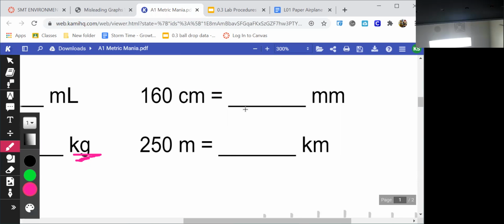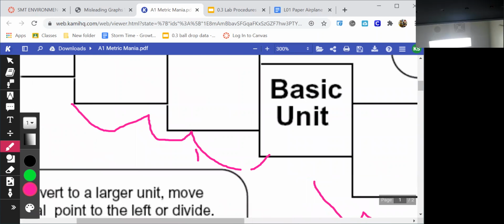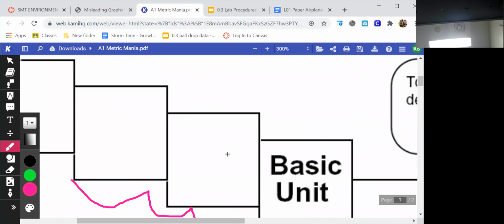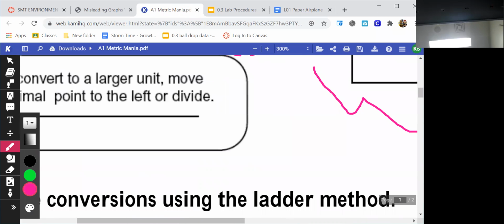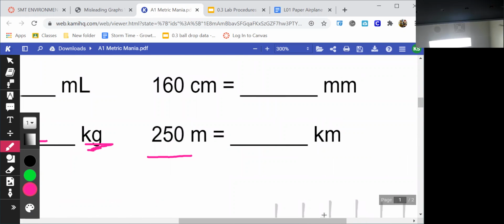Okay, so for example, we have this 250 meters. Meters is a base unit, and we need to go to kilo. So if we want to go from base unit to kilo, we're going to move the decimal point 3 times to the left. So I'm going to take the decimal point, get back to where it was there. The decimal point is kind of hiding right here. I said I'm going to move it 3 times to the left. So this would be my answer.